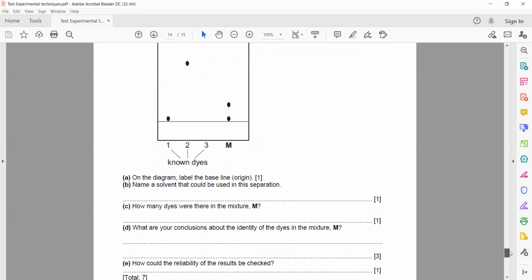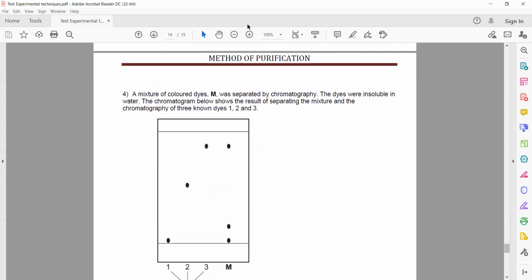Then, how many dyes were there in M? How many dyes are there? How can you identify dyes? 1, 2 and 3, because 3 spots are there. So it is a mixture of 3 dyes.